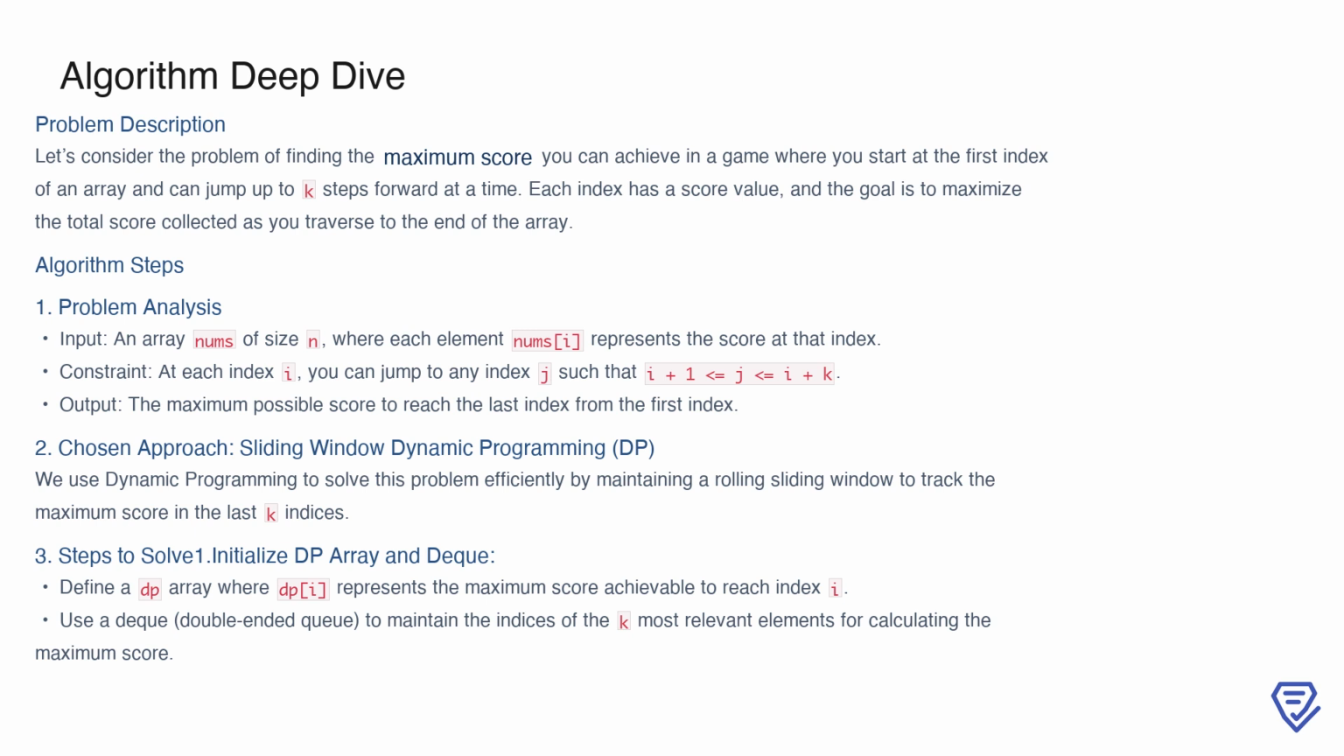Let's start by initializing a dp array, where dp[i] will represent the maximum score achievable to reach index i. Additionally, we use a deque, or double-ended queue, to store the indices of the most relevant elements for computing the maximum score in the current sliding window. This deque will help us maintain the maximum efficiently as we iterate through the array.